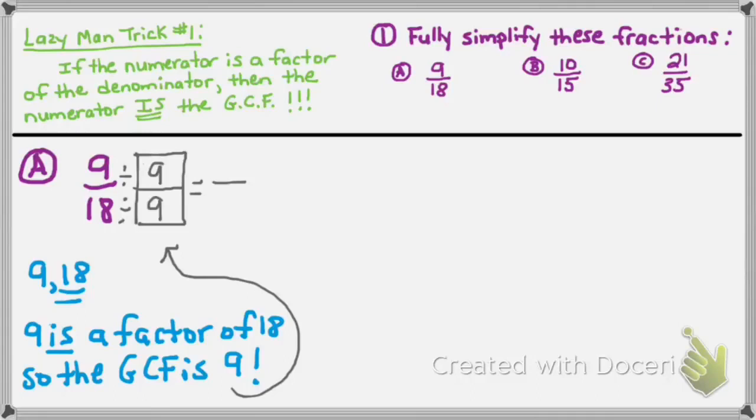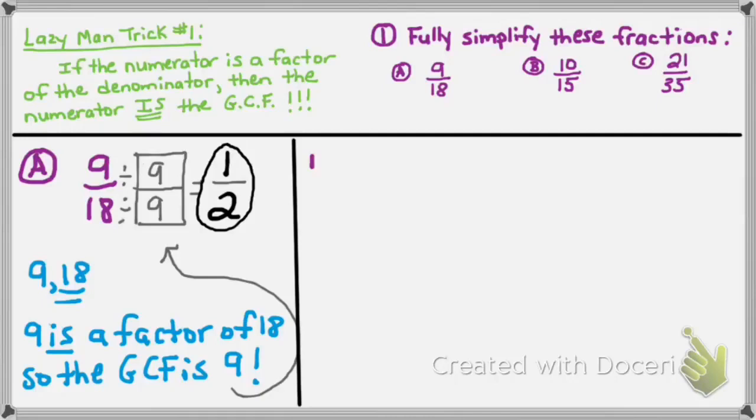Whatever number goes in the top must go in the bottom. So the GCF goes into both parts of the window box. And now I go ahead and do the math. 9 divided by 9 for my numerator equals 1. 18 divided by 9 equals 2. So 9/18 fully simplified is 1/2.